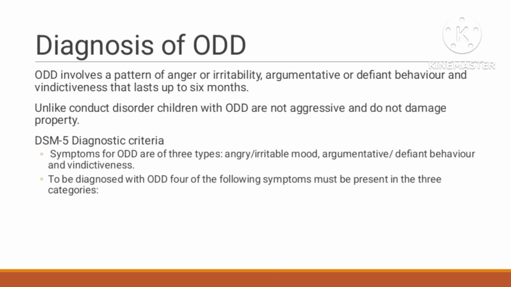A child can only be diagnosed with ODD by a mental health practitioner registered with HPCSA, following the diagnostic criteria in the DSM-5. According to the criteria, to be diagnosed with ODD, a child must have a pattern of angry, irritable mood, argumentative defiant behavior or vindictiveness lasting at least 6 months, whereby they exhibit at least 4 symptoms in the 3 categories or patterns.